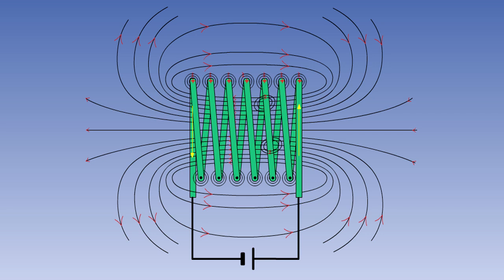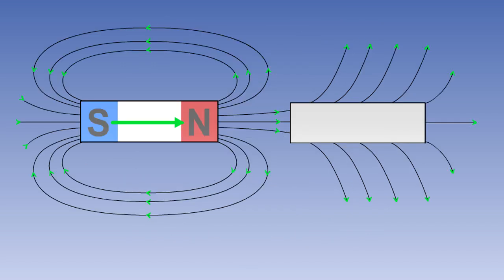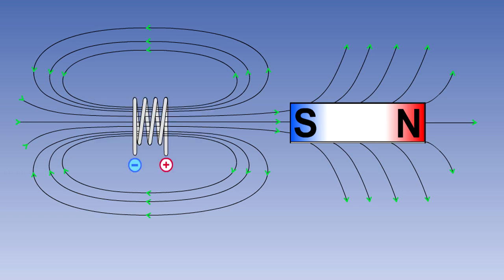There are a number of factors which affect the strength of the magnetic field produced by a solenoid. We have already seen that magnetism is induced in a magnetically soft iron bar if the iron bar is placed within the magnetic field of a permanent magnet. The magnetic field of a solenoid will also induce magnetism in an iron bar.